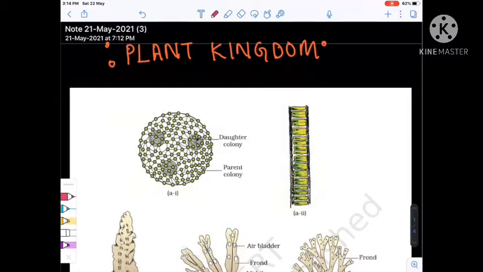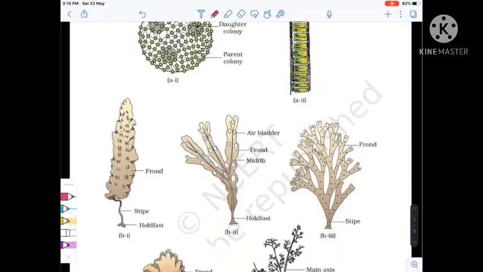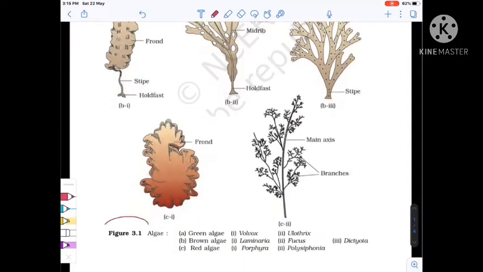So this is the third video of our series Important Diagram for NEET. In this video, we are going to discuss the important diagrams of the chapter Plant Kingdom. In the very first diagram, figure 3.1, these are examples of algae, that is green algae, brown algae and the red algae.